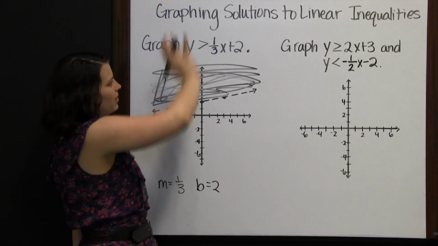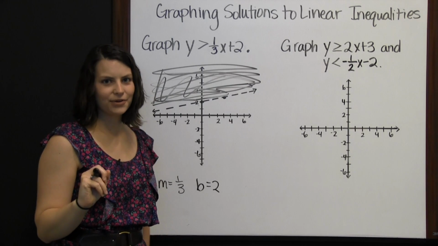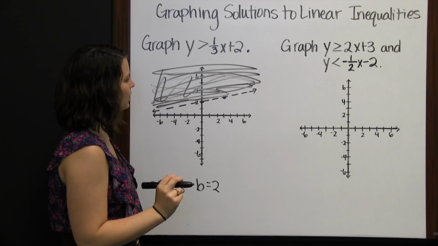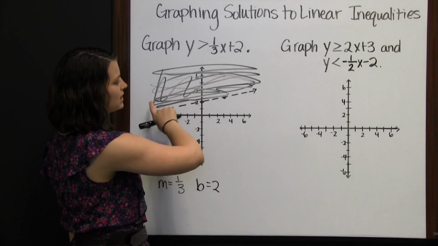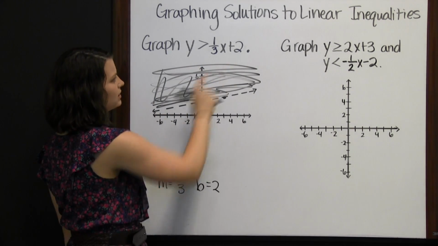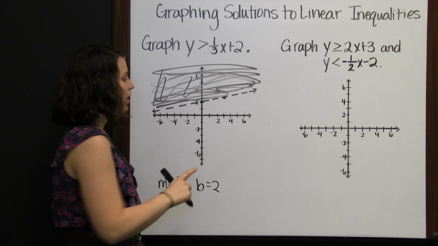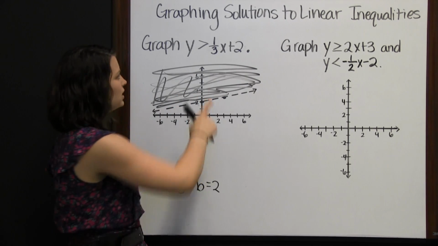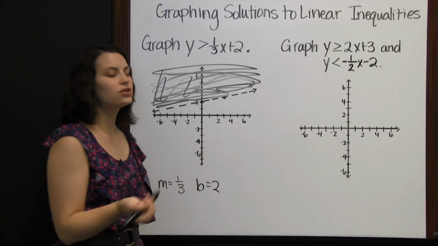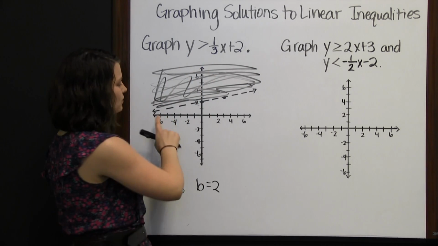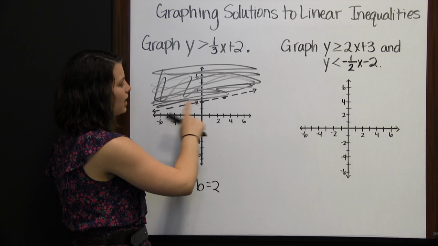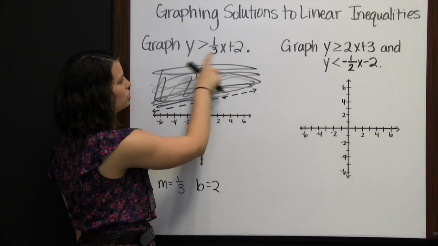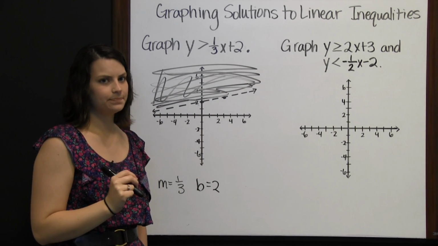And really everything above this would be shaded, but I'm not going to color the whole board. So this would be your solution to this inequality. Every point in this shaded region would make this inequality true. However, points on the line would not make the inequality true since it's y is greater than, not greater than or equal to. And that's why this line is dashed, to symbolize that the points that lie on this line do not satisfy this inequality.